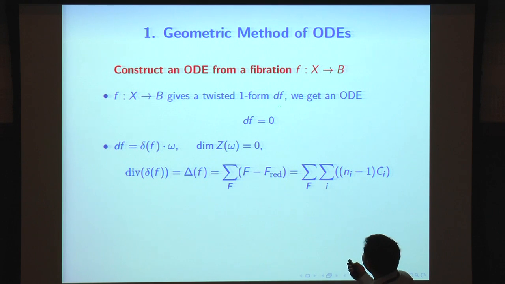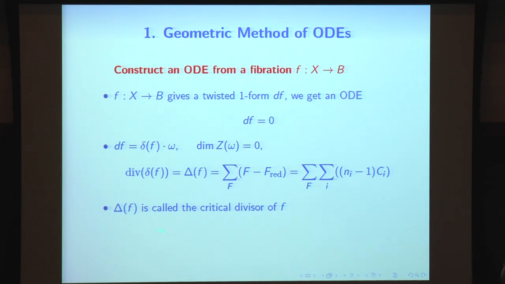So in general, this twisted differential form has one-dimensional zeros. For example, the one-dimensional zero for this differential form is just the discriminant divisor of the vibration defined by this. So here, this omega has only isolated 0 points. So we can use this one to define the differential equation. Delta F is called the critical divisor of F.